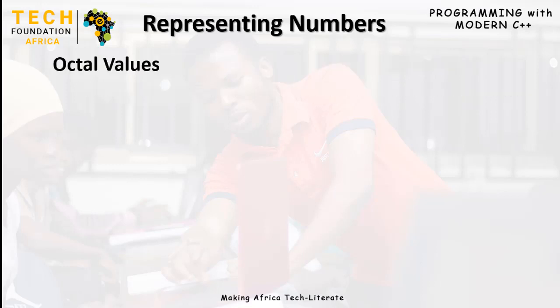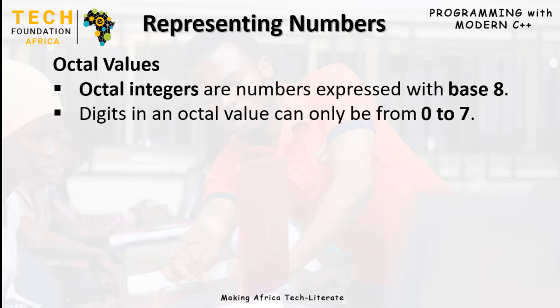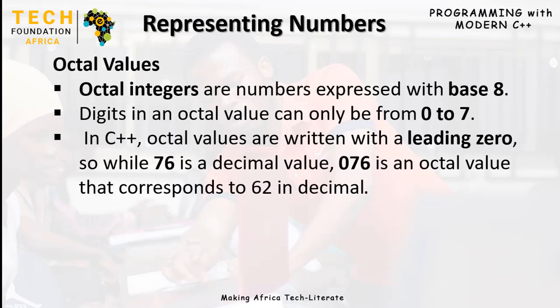Another scheme of representing numbers is the octal scheme. Digits in an octal value can only be from 0 to 7. The octal value system is actually rarely used these days. It was useful in the days when computer memory was measured in terms of a 36-bit word. The reason I am talking about this is because of the potential problem it can cause in C++.